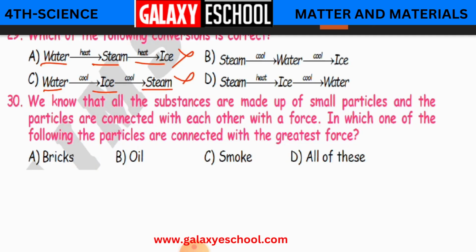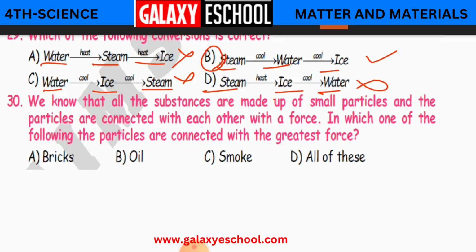Clear? Now steam after cooling, it is turning as water, and water after cooling, it is turning as ice. Yes, this is the correct option. Whatever water vapor is there, after cooling it becomes water, and then if you cool the water, it becomes ice. So this is correct. So steam after heating, it's turning as ice, and ice after getting cooled is turning as water. No, this is also wrong. So our correct option is B, children.